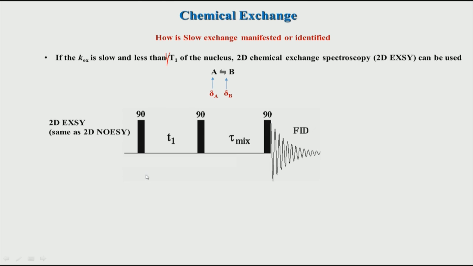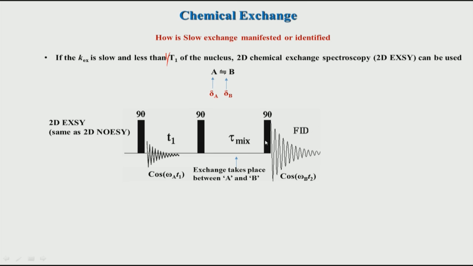Now, what will happen when the exchange is slow? Let us see mathematically. Suppose I do a first excitation pulse. This RF pulse excites the spin state A. Then during this t1 evolution period, A will evolve with its own chemical shift. Then with this pulse, we bring the magnetization of A to the Z axis. If you recollect the NOESY part of this course, we saw that this can bring it to either minus Z or plus Z. So, let us say it is some Z direction.